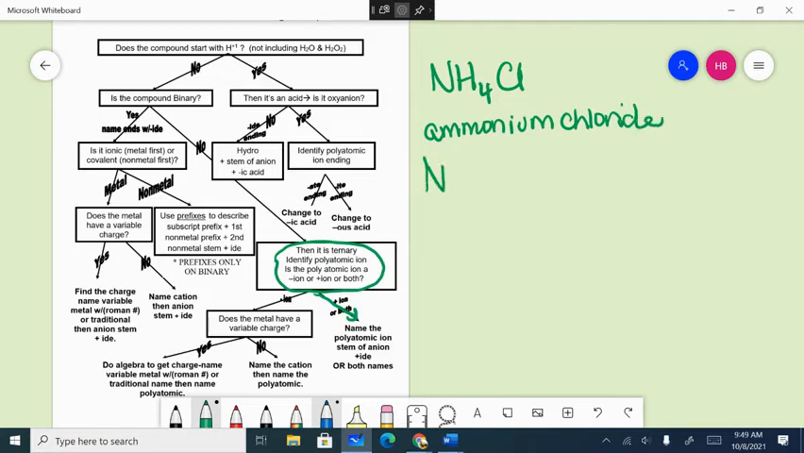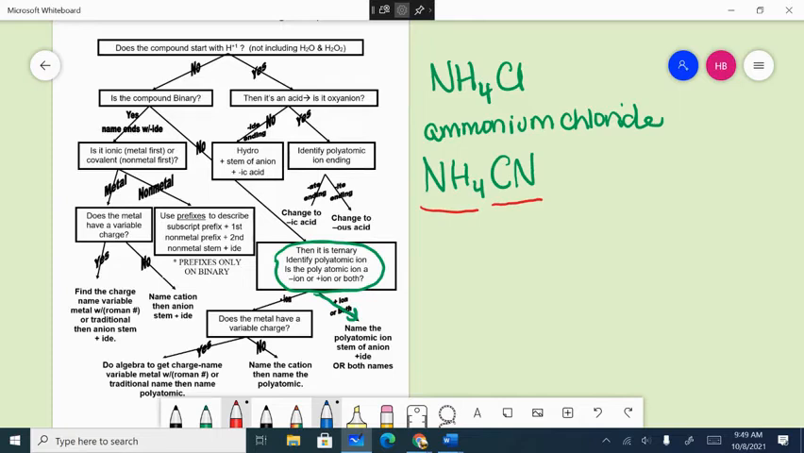Now, if it was something where... let's check this out. You look down, you saw it was ternary. It's actually got 4 elements. That's fine too. It's still ternary. Ternary means more than binary. You're going to say this is the polyatomic ion ammonium, but then I also have another polyatomic ion there.